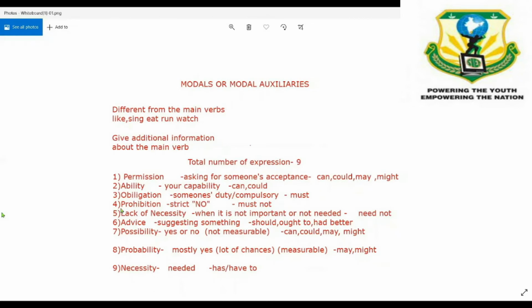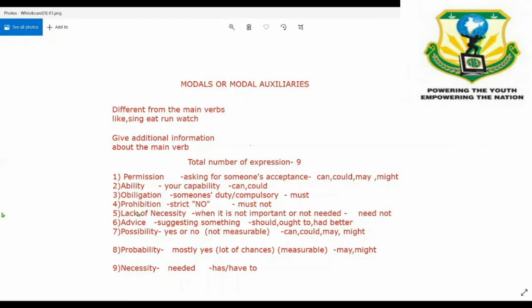Coming to the fourth one, prohibition, which is opposite to obligation. The strict no. Based on the law, it is a strict no. You must not enter my room unless I tell you. You must not watch television if you have an examination. These are the rules that you must follow. It is a kind of compulsory thing. Both obligation and prohibition are compulsory, where obligation is that you must do it and prohibition is you must not do it. And must not is the modal auxiliary that is used for expressing prohibition.